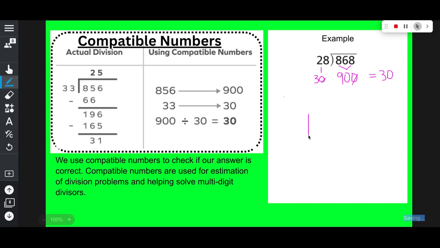So we can divide it out. I'm going to do the digit by digit box method and show you how we can work through these problems a bit. We still have to use the true accurate numbers, but we can use these compatible numbers to try to help with this. 28 does not go into 8.